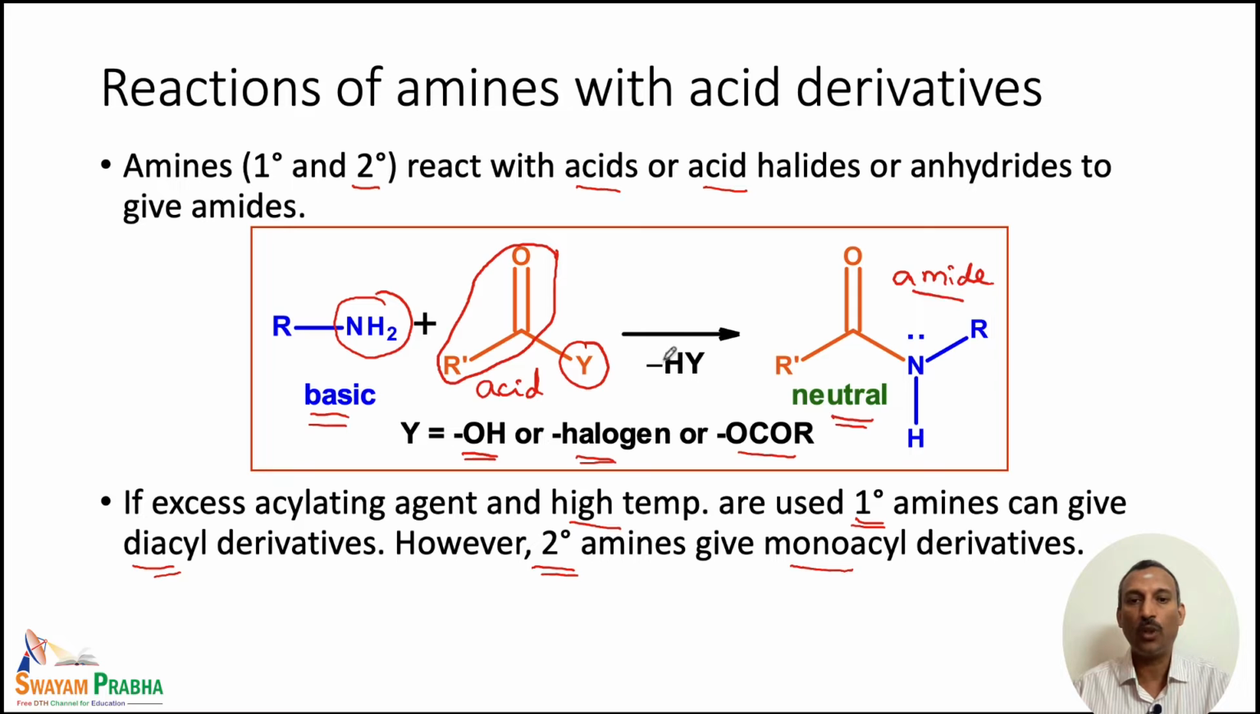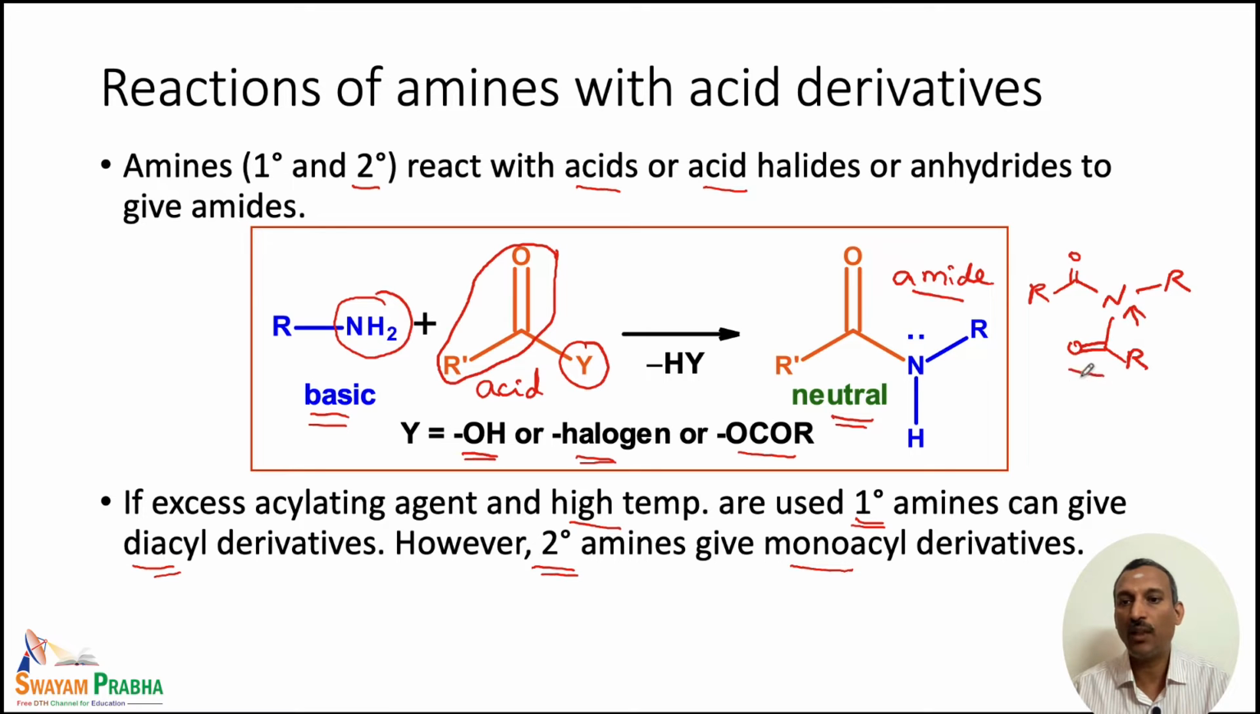as the only product. So if we look at the diacyl derivative, then we have the RCO unit with the nitrogen. So there is also another acyl unit, and we have the R group. So as with secondary amine, primary amine, when treated with the excess of acyl unit, two acyl units can be added to the amino derivative.